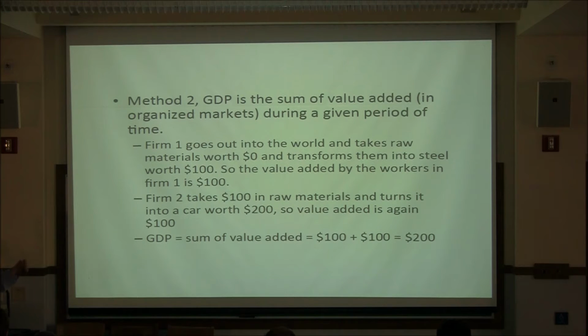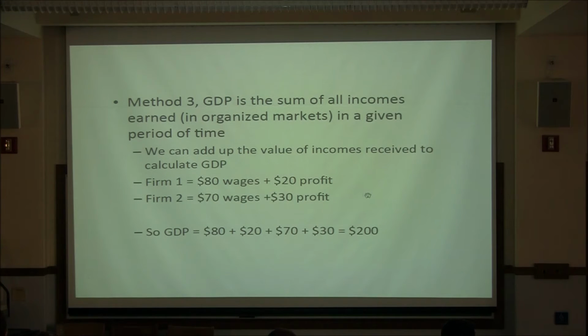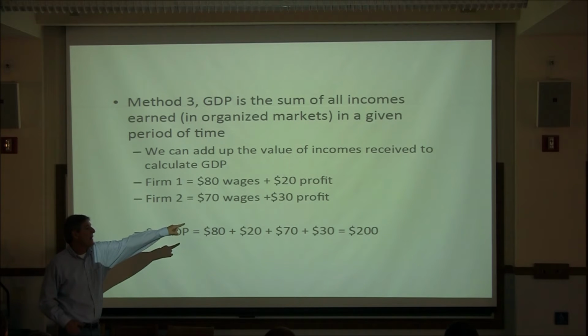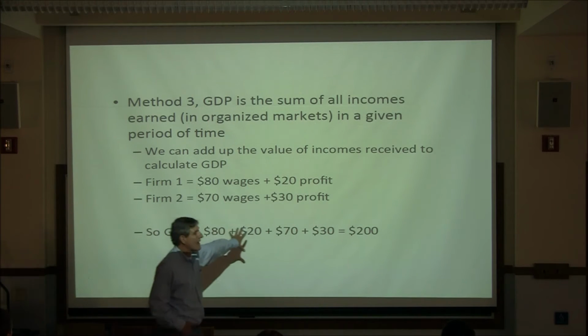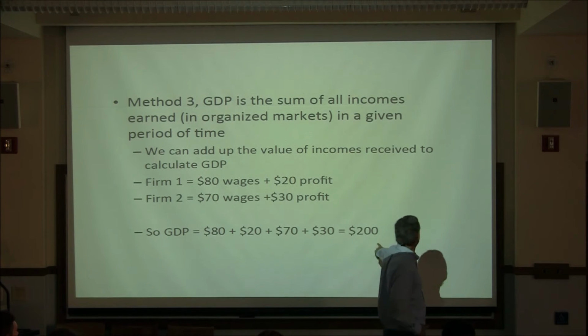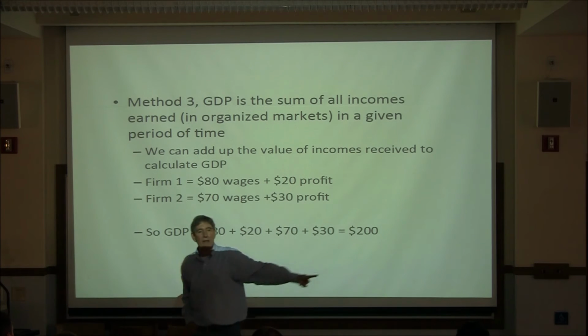So if we add up all those, a 70 plus 80 plus a 30 plus a 20, what do we get? $200 again. So we can also do GDP by adding up the income that each firm generates for its employees. And that's the income approach. That's method 3. So you just take the wages and profits for firm 1, the wages and profits for firm 2. You add all that up across the entire economy, and you have to get the same value.